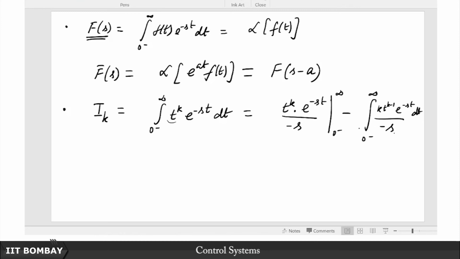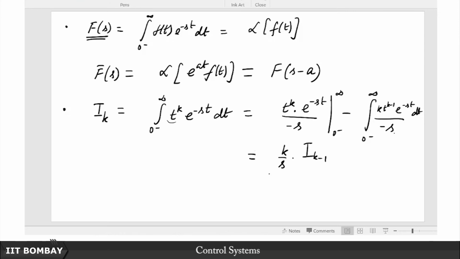This is just integration by parts. So this minus and minus will combine to give you plus in the next step, right. And you will see that this part, when t tends to infinity due to the exponential it vanishes, when t tends to 0 minus due to the t^k it vanishes. So this part contributes 0 overall. So this then turns out to be nothing but k by s times I_(k-1), which is a recursive relationship.